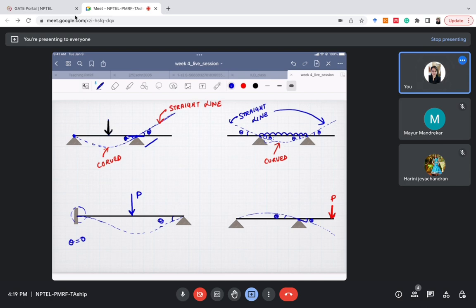Okay, so I hope it is clear. Since it was going down and it is theta here, this part has to go up to maintain this angle theta. Okay, so these things please keep in mind.